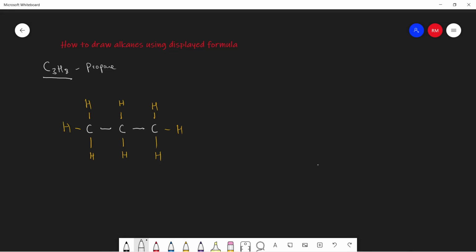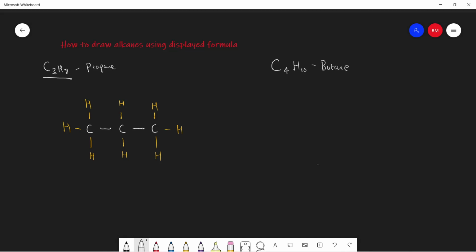So if I were to ask you guys, how would you draw, let's say, butane, C4H10? How would you draw this? Just go ahead, find a piece of paper right now, whatever you've got, and just draw this. Draw the displayed formula of butane right here. I'm going to give you 5 seconds. Alright, so you should have that done.